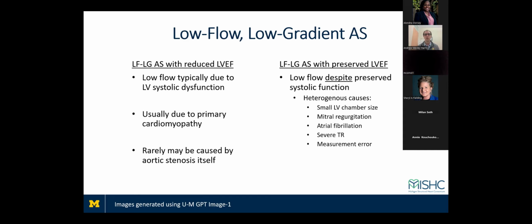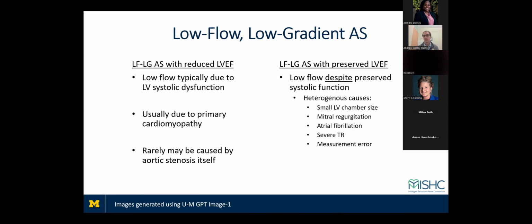So there's the low flow, low gradient AS with reduced ejection fraction. And this is really where it's the weak heart muscle and the lack of the heart muscle being able to provide that oomph to generate that flow. And so the low flow is due to the underlying LV dysfunction. This is usually due to primary cardiomyopathy. So ischemic cardiomyopathy is kind of the most common scenario that you might see here. But rarely it may also be due to the progressive effects that aortic stenosis has on the left ventricle.